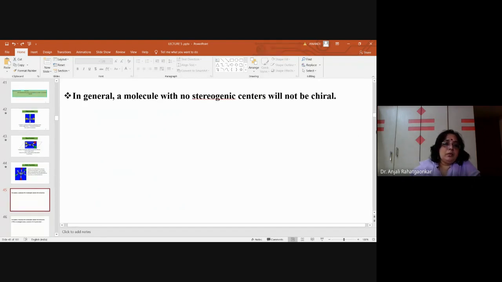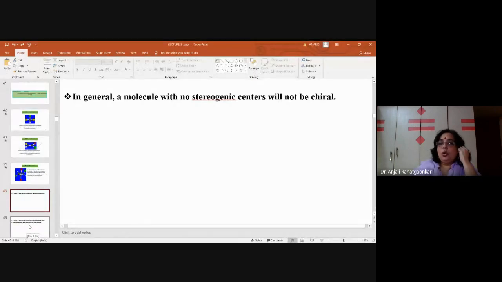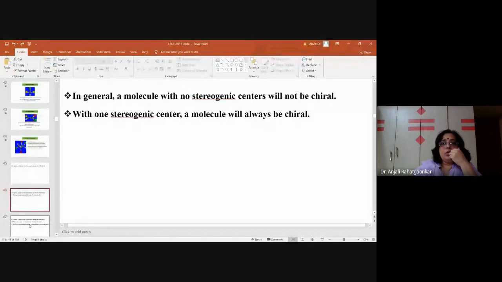So in general हम summarize करते हैं. In general a molecule with no stereogenic centers will not be chiral. इन जनरल हमें ये पता है कि अगर स्टीरियोजेनिक सेंटर वो मॉलिक्यूल के पास नहीं है तो वो अकायरल हो सकता है. ठीक है. दूसरा एक क्राइटेरिया हो सकता है, विथ वन स्टीरियोजेनिक सेंटर अ मॉलिक्यूल विल बी ऑलवेज कायरल. ठीक है. अब कायरलिटी की बात और ऑप्टिकल एक्टिविटी की बात टोटली डिफरेंट है, प्लीज ध्यान में रखो. ठीक है. कायरल मॉलिक्यूल हो सकता है लेकिन कायरल मॉलिक्यूल ऑप्टिकली एक्टिव हो सकता है ऐसा नहीं है. ये हमने लास्ट हाइपोथेसिस लास्ट फ्यू लेक्चर्स में देखा.